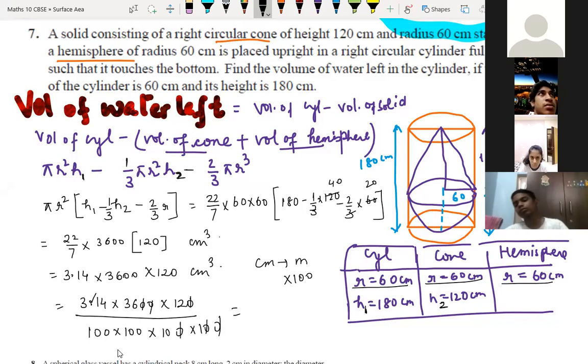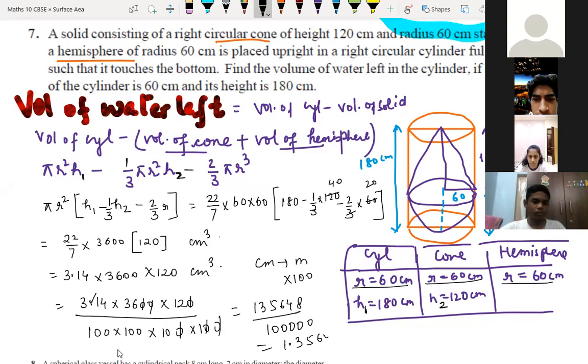What you just get, just multiply. What do you get? 314 into 36 into 12. So we're getting 135,648. 135,648 divided by 1 followed by 5 zeros. 1 2 3 4 5. So here you should count 1 2 3 4 5 and put the point there. 1.35648 meter cube of water left out.